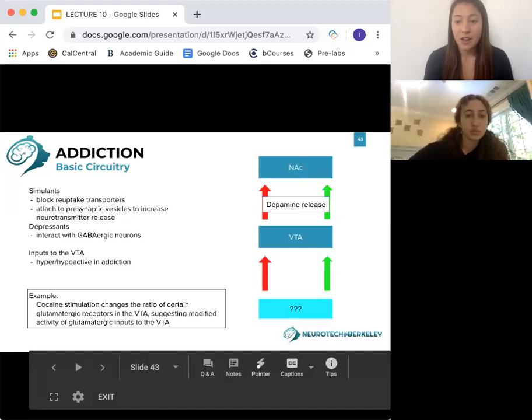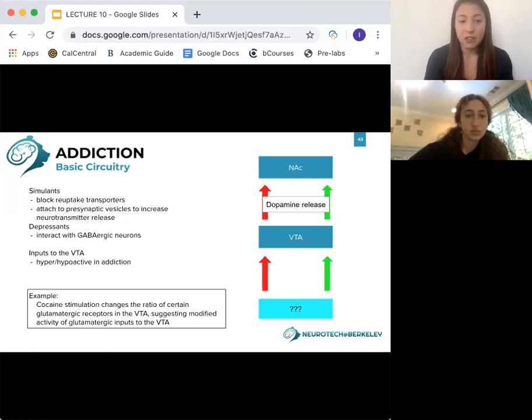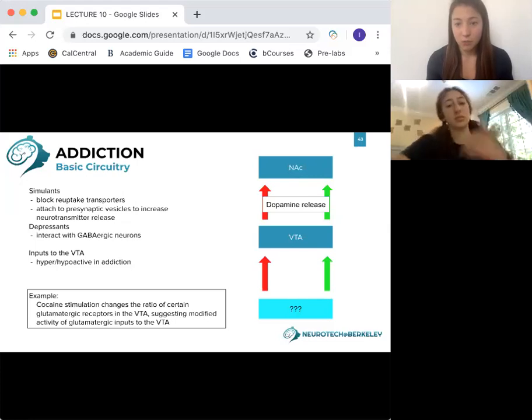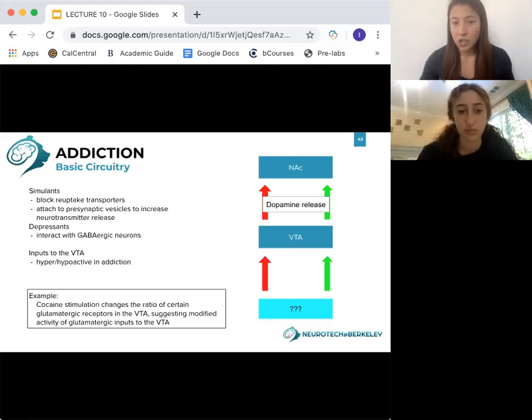For example, we know that in cocaine stimulation, there's a change in these glutamatergic receptors called NMDA and AMPA receptors, okay? So the ratio of AMPA receptors to NMDA receptors goes up, which ultimately changes synaptic potentiation. It changes the way the brain makes and maintains connections. So we don't know, however, where these glutamatergic inputs are coming from. And there have been studies that have indicated the prefrontal cortex, which becomes active in drug craving, but no specific circuits have yet to be discovered.